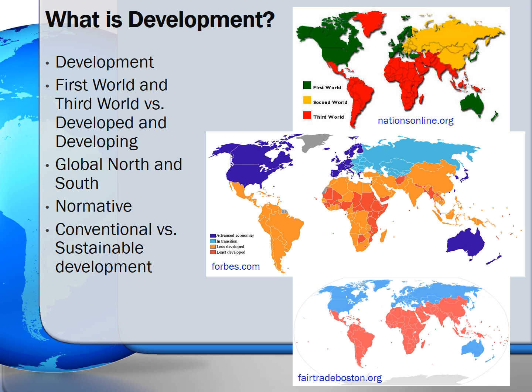Today we normally use the terms developed and developing to distinguish the development differences among countries. The map in the middle shows the developed and developing countries and further divides the categories as advanced economies, in transition, less developed, and least developed. We also use the term global north and global south to distinguish the developing and developed. If you look at the map at the bottom, there is a clear line between the developed north in blue and the developing south in red. Australia is an obvious exception and is considered in the north under this classification.